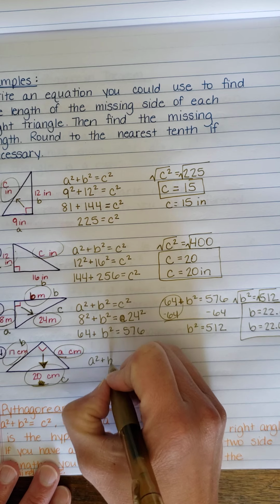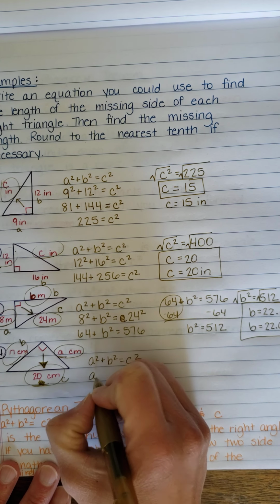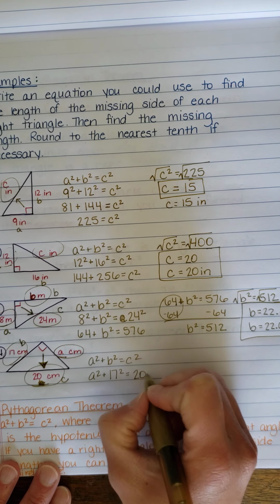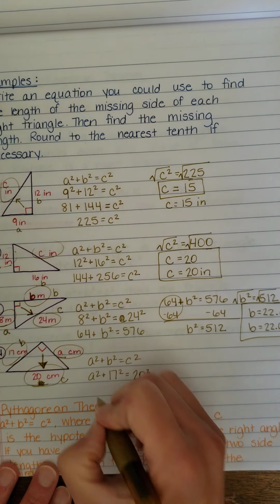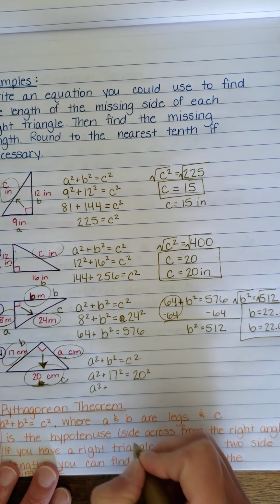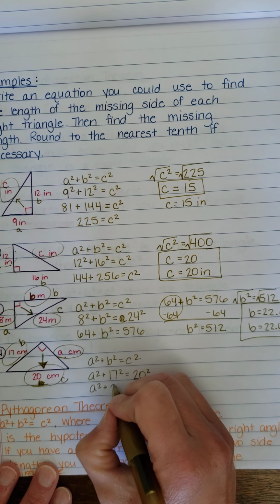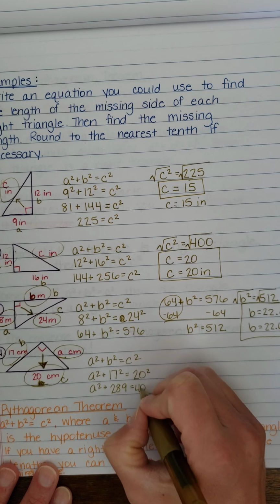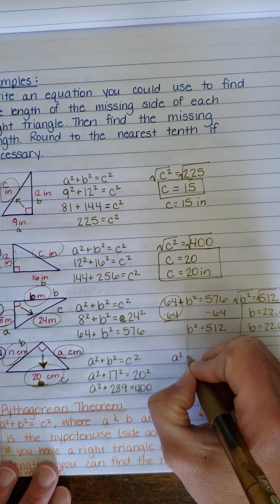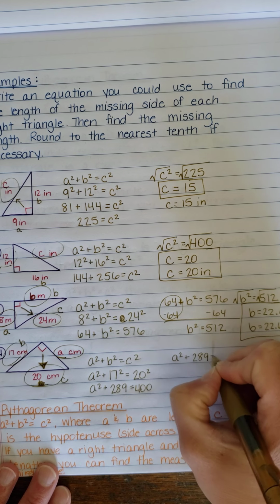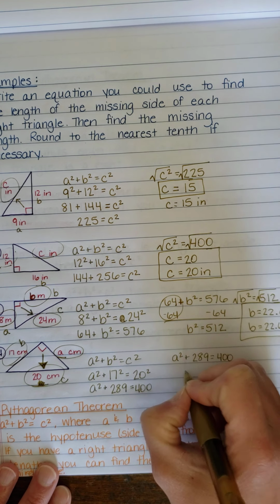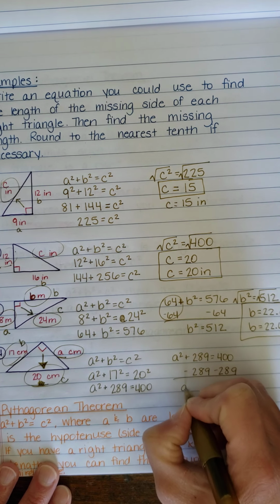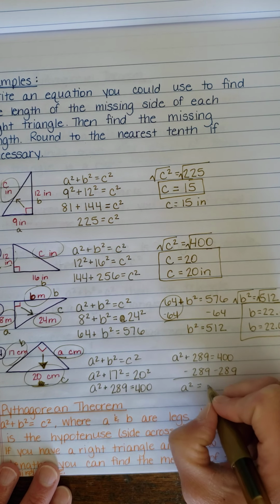Okay, so I'm going to write my equation. A squared plus B squared equals C squared. I don't know what A is. I know that B is 17 squared, and I know that C is 20 squared. Okay, so A squared stays the same. 17 squared is 289, and 20 squared is 400. So now I'm going to solve this for A squared. So I want A squared by itself, so I have to subtract 289 from each side. So I have A squared is equal to 111.